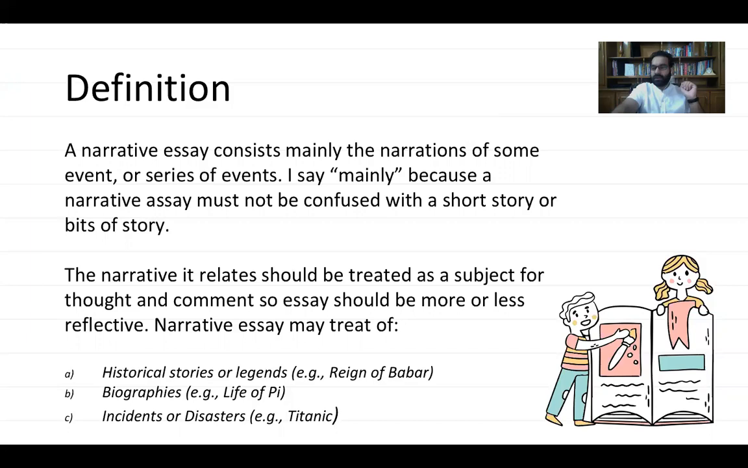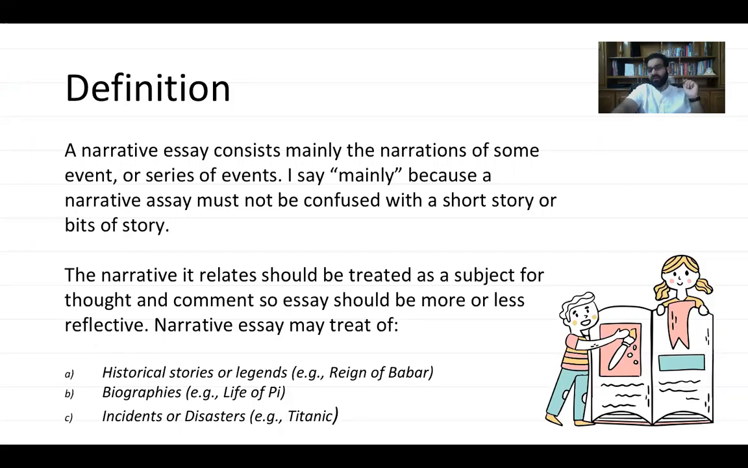The narrative it relates should be treated as a subject for thought and comment. So the essay should be more or less reflective. A narrative essay may treat of historical stories or legends, for example, maybe the reign of Babur. Nowadays, Artugul Ghazi is so common. So such kind of things you see. So these are narratives, but can be single person narrative, can be third person narrative as well. This is what we need to identify.